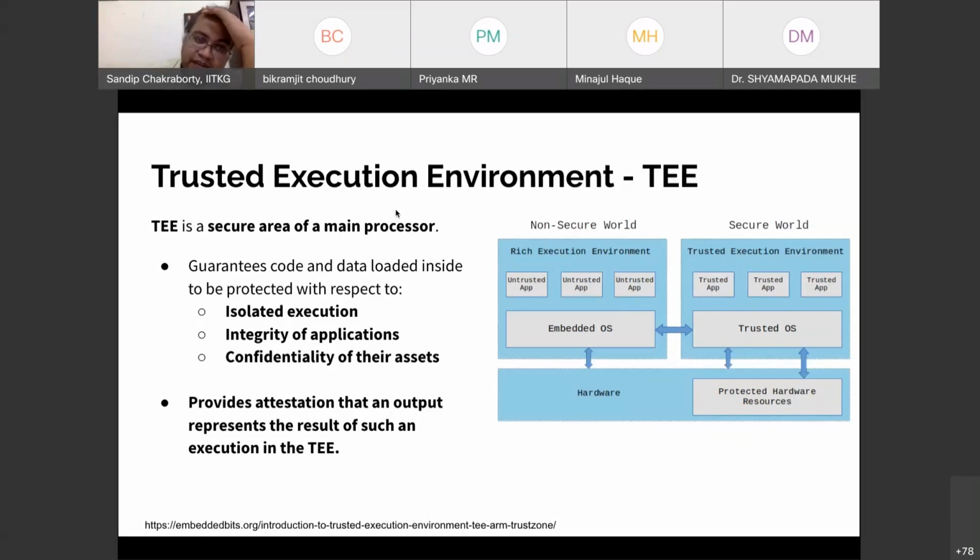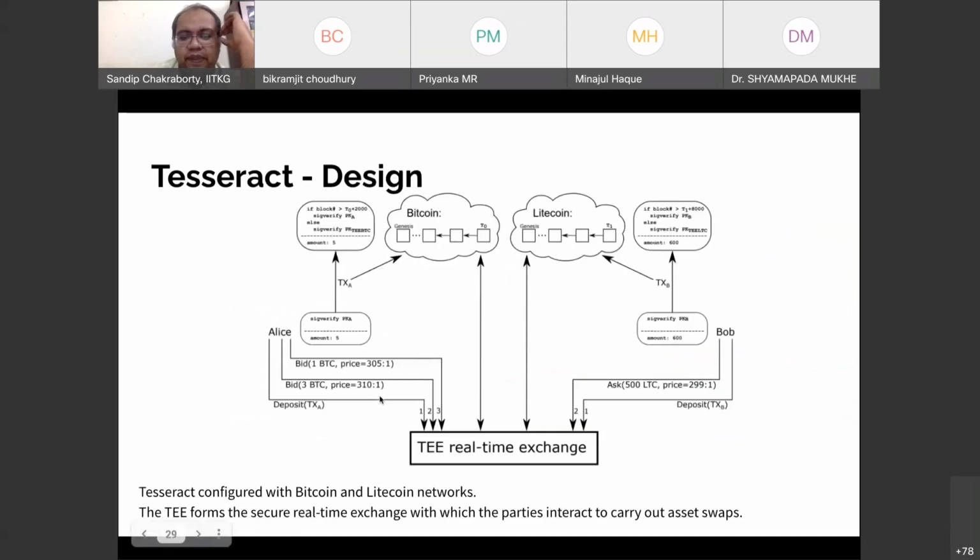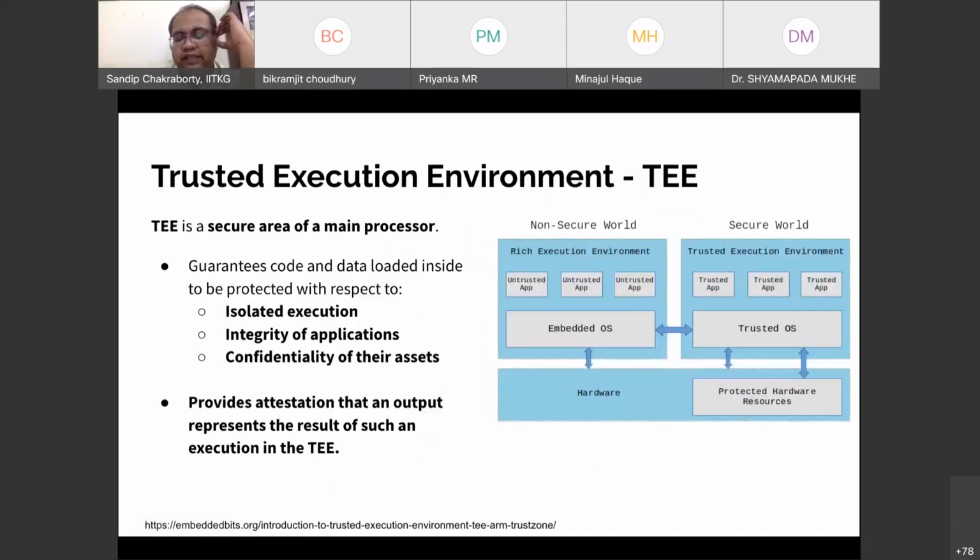So the TEE guarantees that the code and data loaded inside are protected with respect to isolated execution, integrity of applications, and confidentiality of their assets. That means they provide these services: isolation, integrity and confidentiality. Any other third-party applications or real-world applications cannot access the executions which are getting done on top of the trusted OS, and they will not be able to alter those. This trusted execution environment also provides an attestation that an output represents the result of an execution in the TEE.